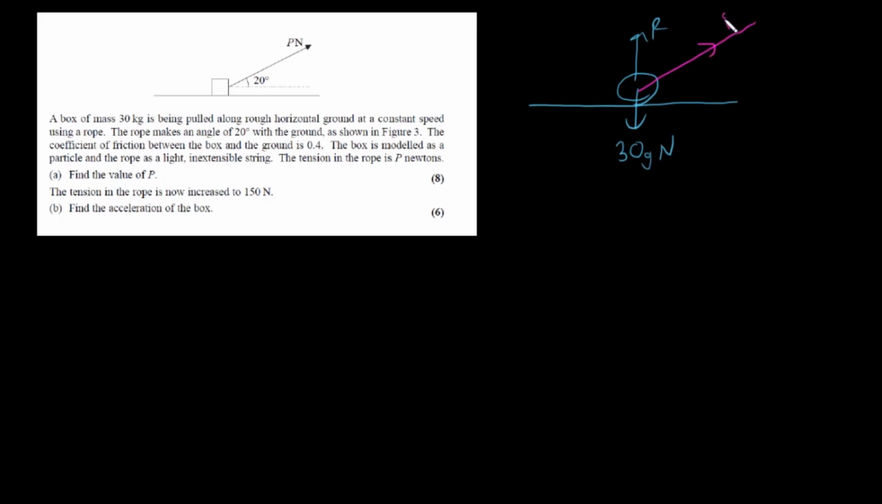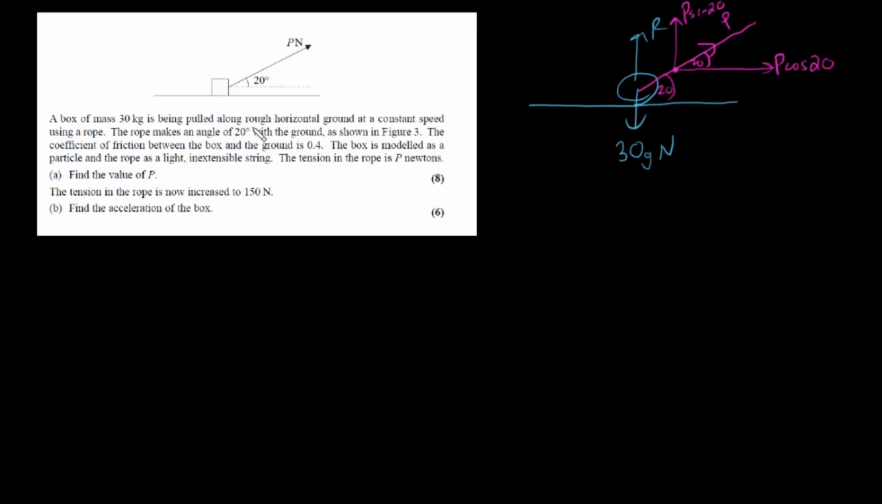P Newton force and it's going to have two components. One is going to be along the horizontal plane, the other one is going to be perpendicular to it. Since this is 20 degrees, that means this is also going to be 20 degrees. So this is going to be P cos 20 and this is going to be P sin 20. So these two are going to be the components.